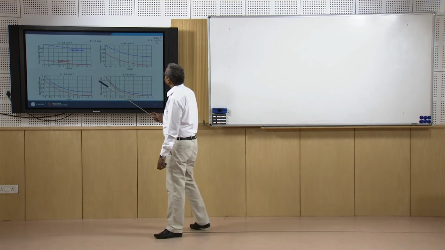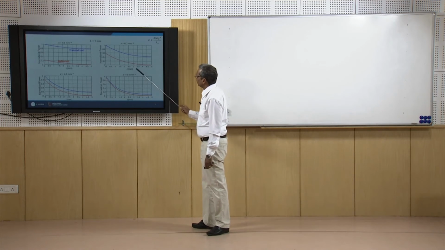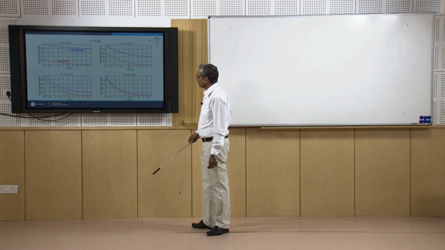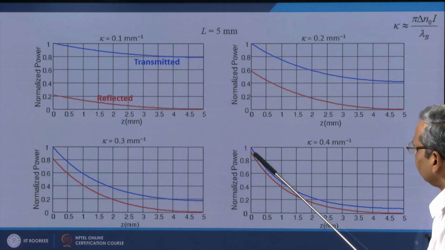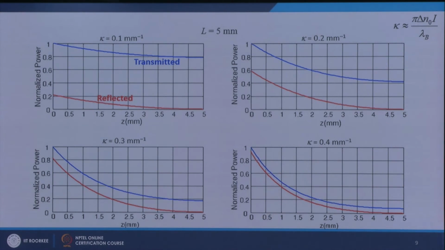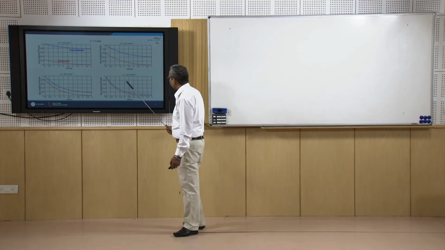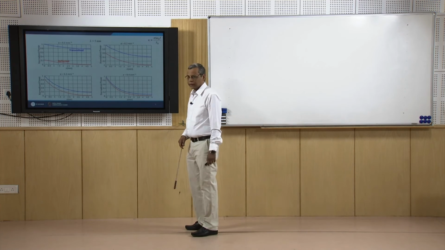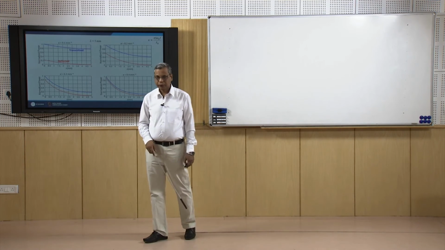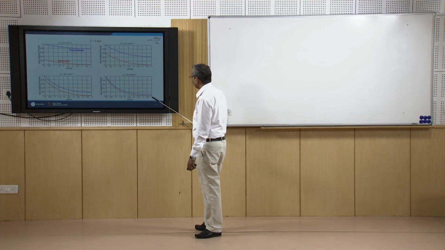However, if I increase kappa, then the transmitted power drops down and the power in the reflection mode increases, and when I have a value of kappa around 0.4, then I can see that the power in the reflected mode, or backward propagating mode, is more than 90%. And if I have the combination of kappa and L such that kappa L is equal to 3, then of course the reflected power would be 99%. Here kappa times L is only 2, 0.4 times 5.